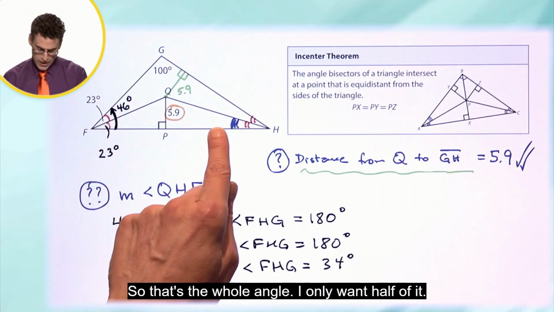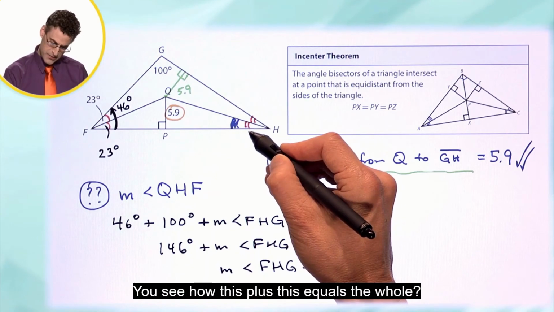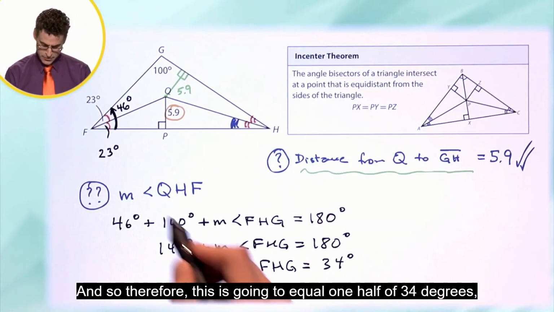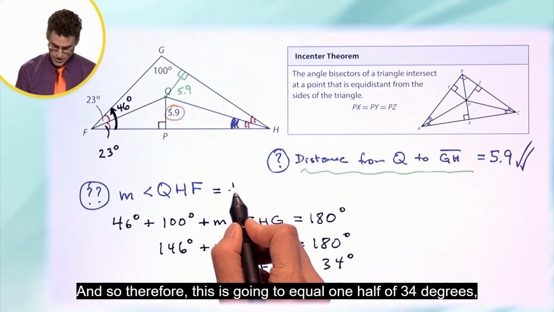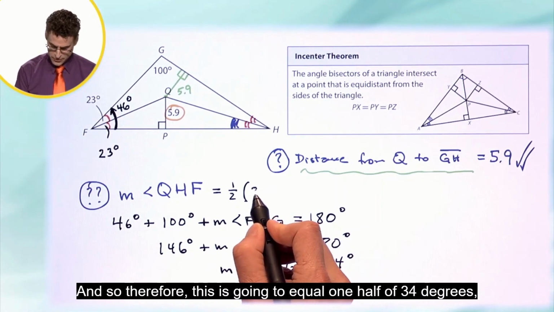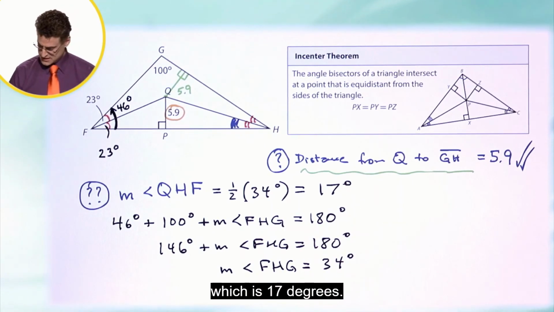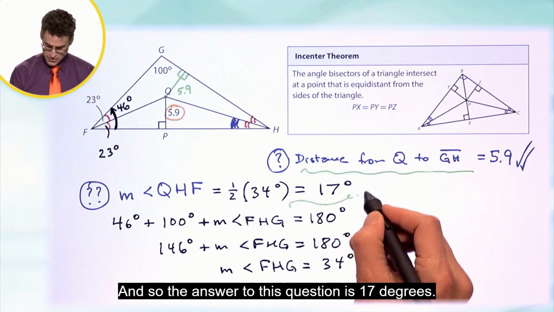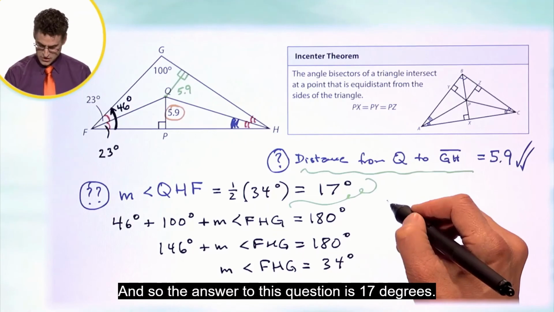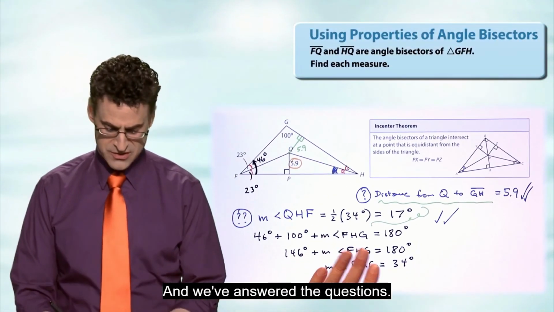So that's the whole angle. I only want half of it. You see how this plus this equals the whole? And so therefore this is going to equal 1/2 of 34 degrees, which is 17 degrees. And so the answer to this question is 17 degrees. And we've answered the questions.